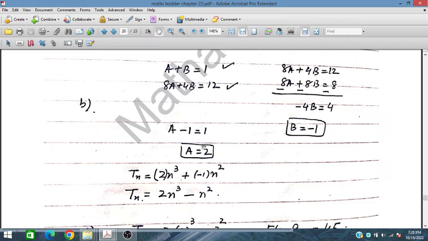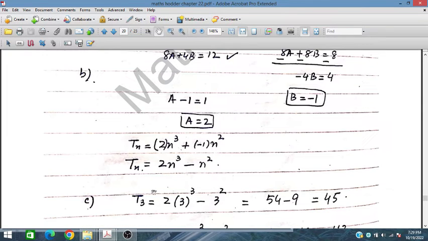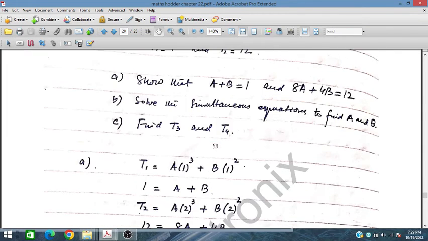So in place of a, we will write 2, and in place of b, we will write minus 1. So tn is equal to 2n cubed minus n squared. So this is part b.